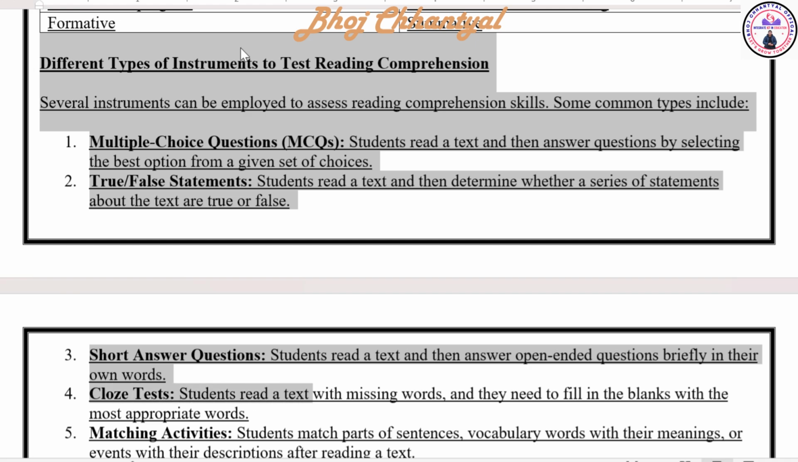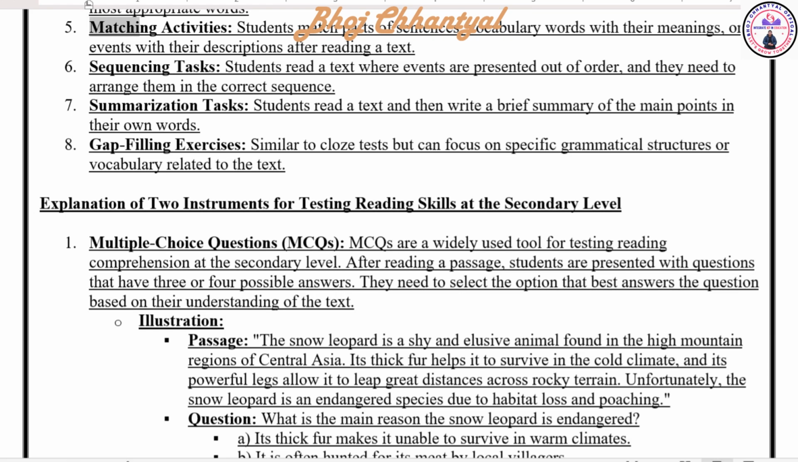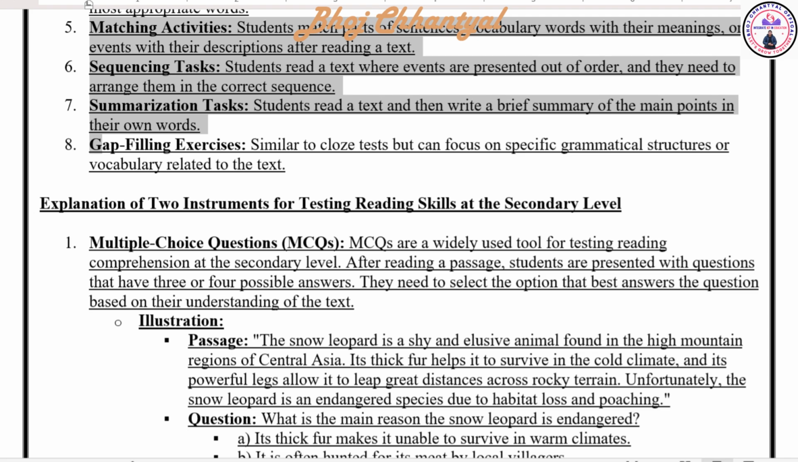4. Cloze test. Students read a text with missing words and they need to fill in the blanks with the most appropriate words. 5. Matching activities. Students match parts of sentences, vocabulary words with their meanings or events with their descriptions after reading a text. 6. Sequencing text. Students read a text where events are presented out of order and they need to arrange them in correct sequence. 7. Summarization tasks. Students read a text and then write a brief summary of the main points in their own words. 8. Gap filling exercises. Similar to cloze tests but can focus on specific grammatical structures or vocabulary related to the text. Explanation of two instruments for testing reading skills at a secondary level.